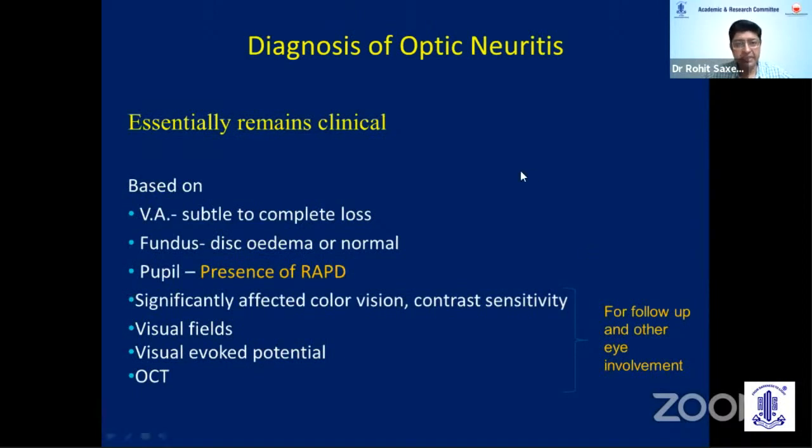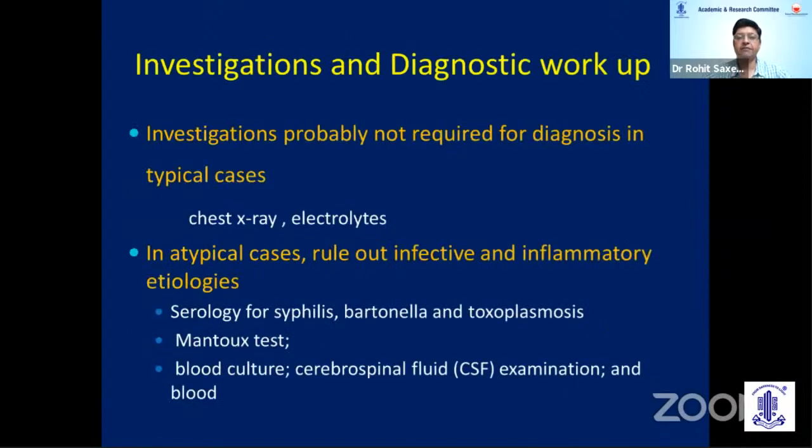Essentially, diagnosis is clinical only, because of visual loss, fundus appearance, RAPD. Absence of RAPD, unless it's bilateral, be very suspicious of an optic nerve problem. And of course, visual function deficit in the form of fields, color, contrast, visual acuity, and of course, increase in latency of the VEP. As such, for diagnosis, at least in the first episode presenting with this clinical feature, you would not go in for too many investigations.